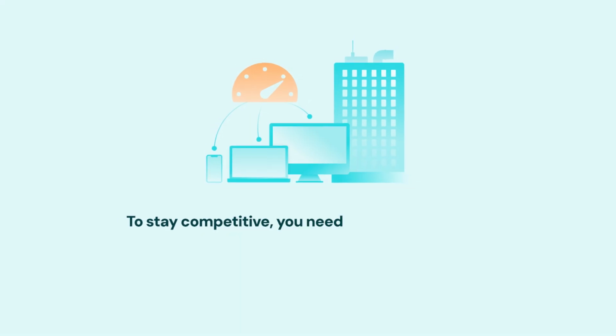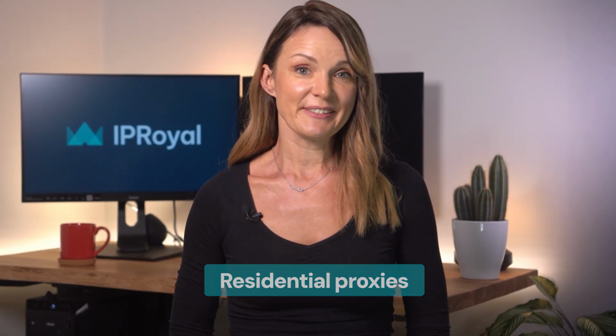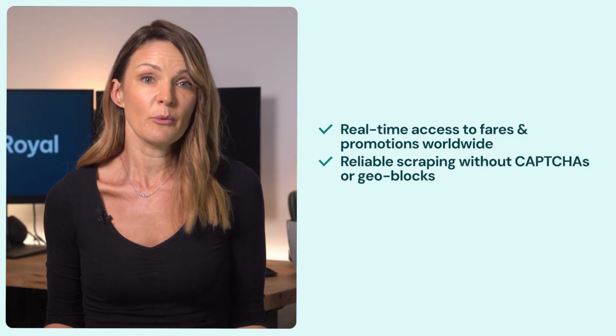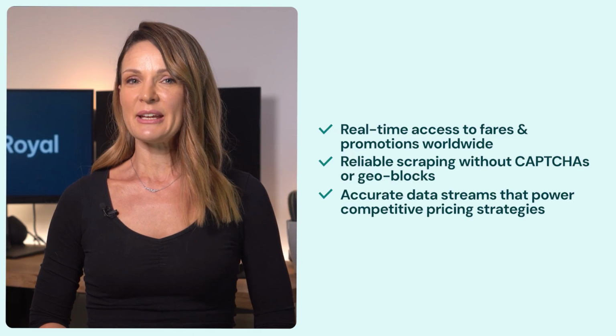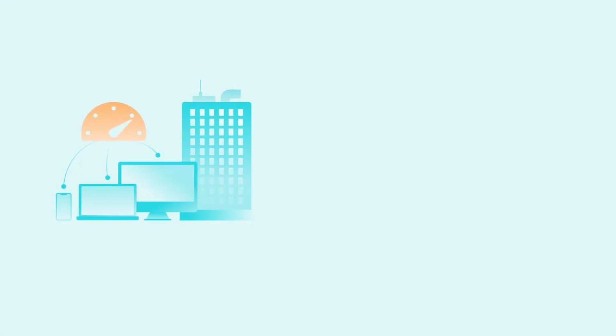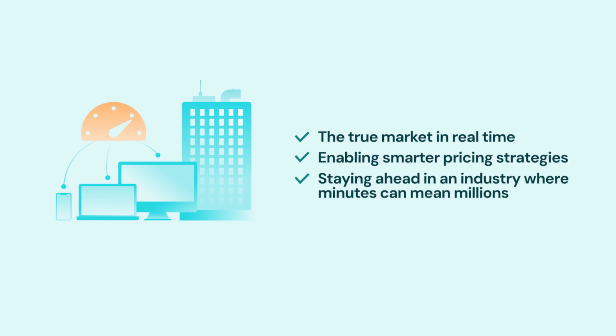Missing a single fare change or promotion can put your data and your business behind. To stay competitive, you need fast, reliable access to accurate real-time information from around the world. Enter residential proxies. Their genuine rotating IPs provide real-time access to fares and promotions worldwide, reliable scraping without captchas or geo-blocks, and accurate data streams that power competitive pricing strategies. This ensures you see the true market in real time, enabling smarter pricing strategies and staying ahead in an industry where minutes can mean millions.